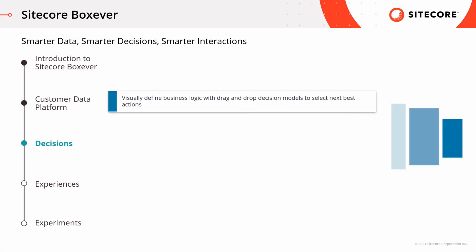We've just seen how you can use the simple drag and drop interface of Sitecore Boxever decisioning canvas to model your business decisions. This simple interface promotes collaboration between IT and business teams by providing a common interface to describe business decisions. It also allows for full transparency and auditability around why a decision was made and when, which is great for improving customer experiences, and it's essential when complying with changing laws and regulations.